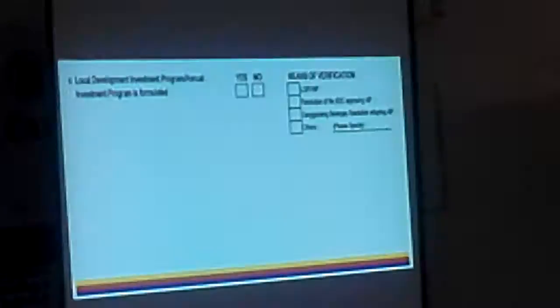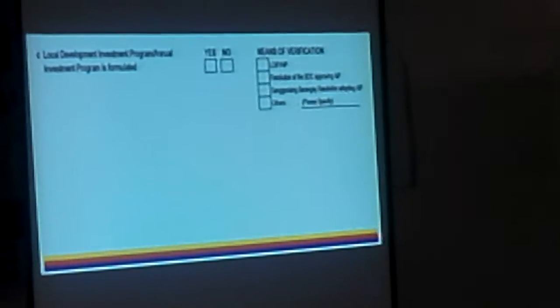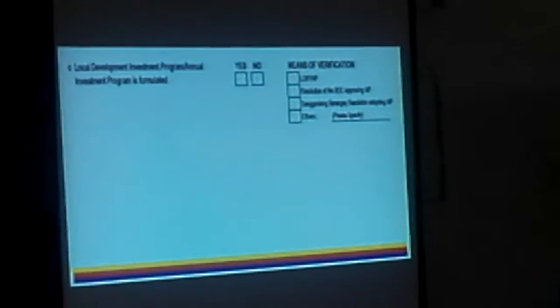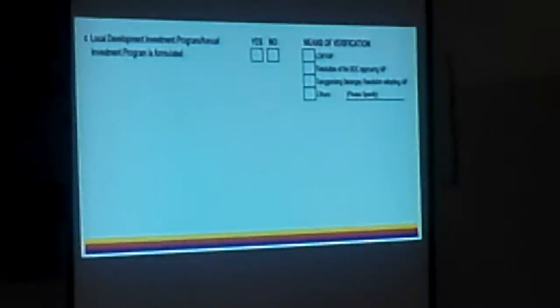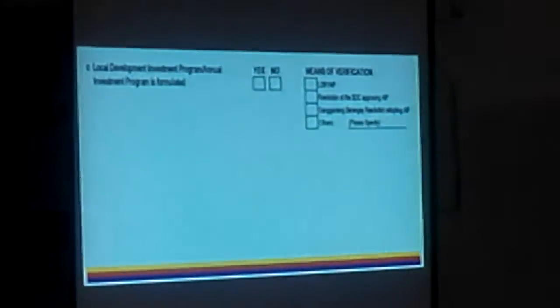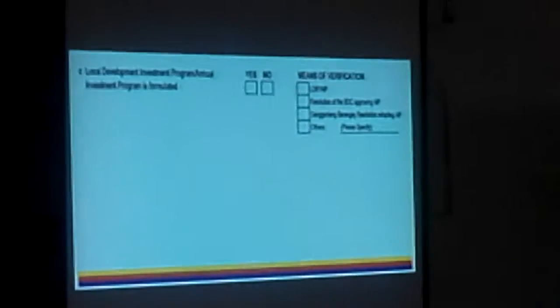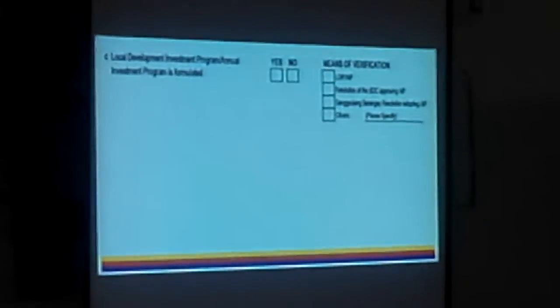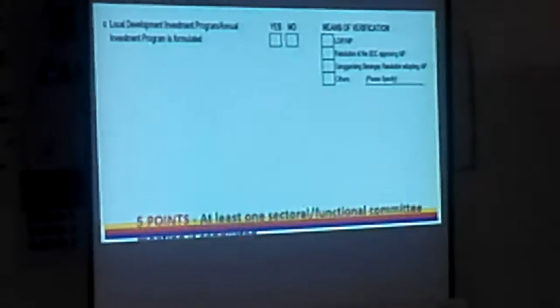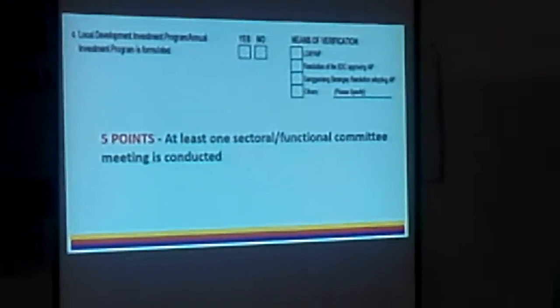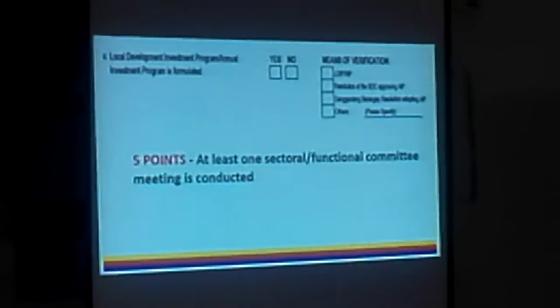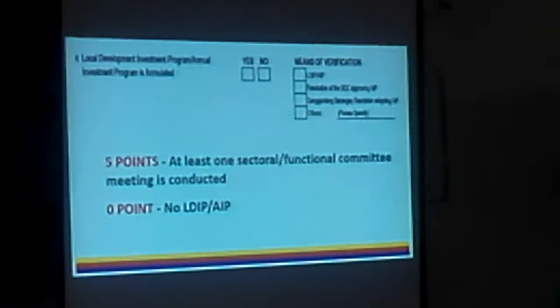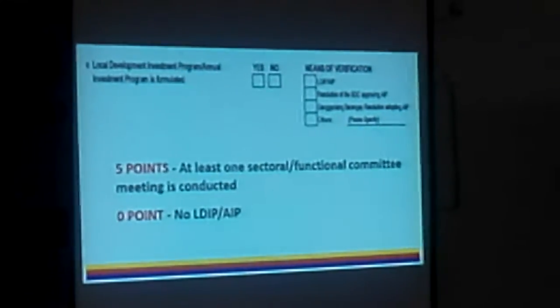May narinig po ako, may magpa-question ba? Okay, let's proceed. Local Development Investment Program or Annual Investment Program is formulated. Of course, ang means of verification niyan is the LDIP and AIP, resolution of the BDC approving AIP, Sangguniang Barangay resolution adopting the AIP. 5 points, at least 1 sectoral or functional committee meeting is conducted. 0 point for no LDIP or AIP.